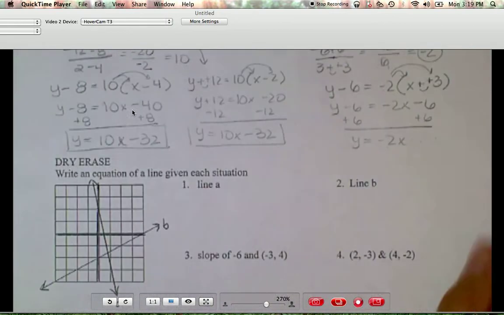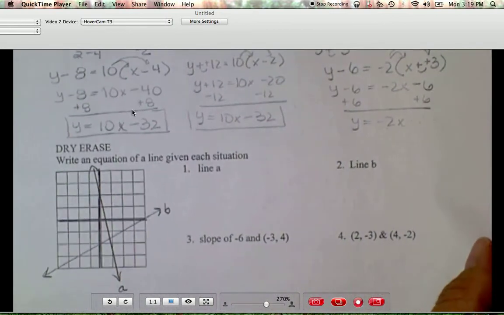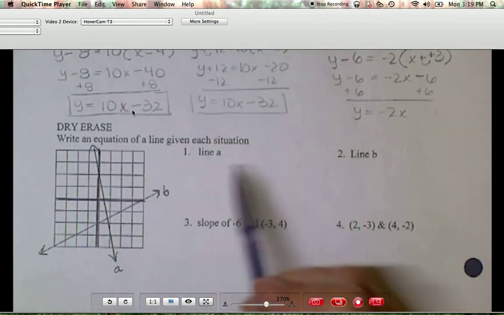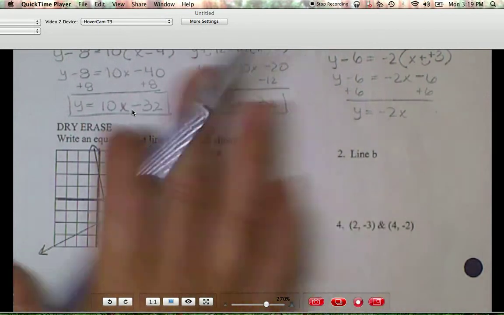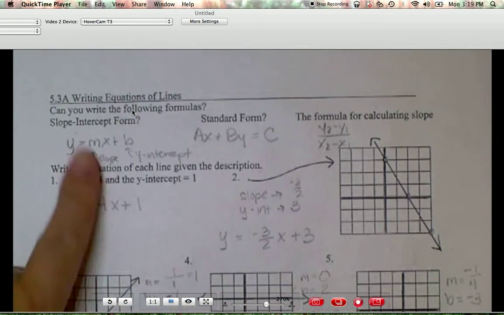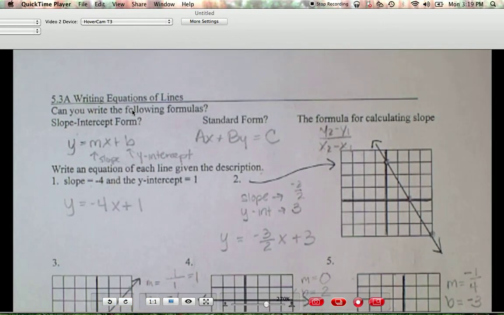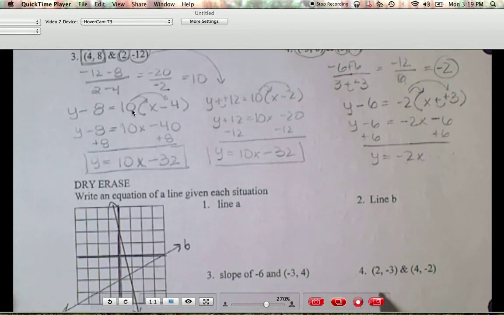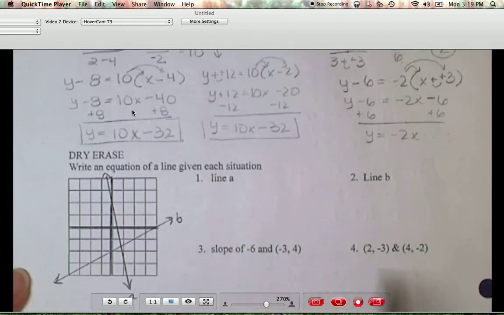You can go ahead, and I'd like you to try these 4 problems, 1, 2, 3, 4. These will actually cover the section that we just went over and the previous section, 5.3a, writing equations of lines. So using the front and the back of this notes page, can you do these 4 problems? Bring these to class with you tomorrow.